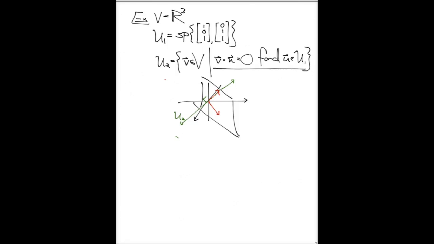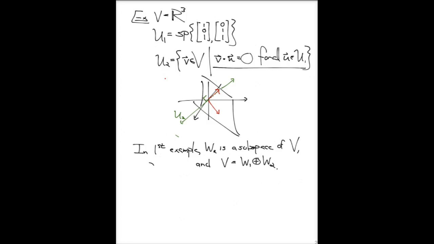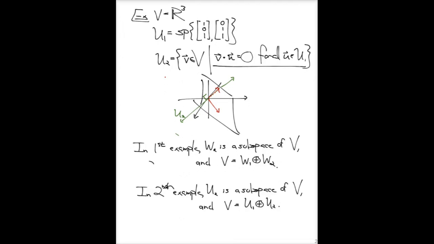So there are two observations I'd like to make for each of these examples. In the first example above, W2 is not just a subset, it is in fact a subspace of V, and V is in fact equal to the direct sum W1 plus W2. Now, this claim requires some verification, which we won't do right here. I'll leave that up to you. And in my second example, U2 is in fact a subspace of V, and again V is a direct sum U1 plus U2.